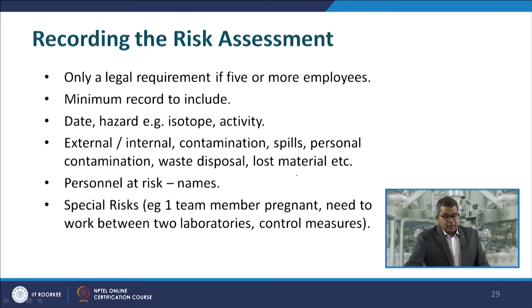Then you record the personnel at risk with a name, because sometimes the insurance company may require this. Then you go for the special risk, for example if one team member is pregnant, then the work needs to be arranged between two things, the control measures, etc. So, you need to identify those persons who may have some special risk, and then you give proper attention to those persons.